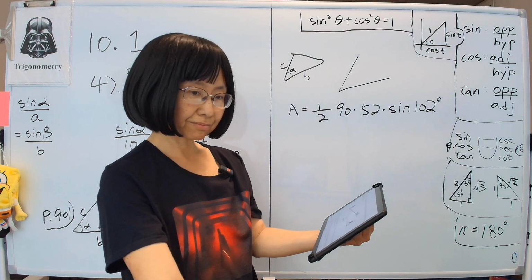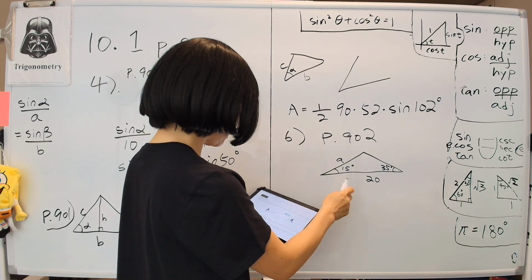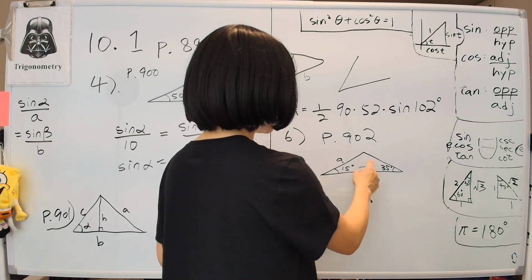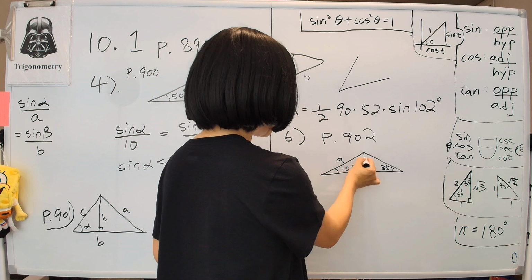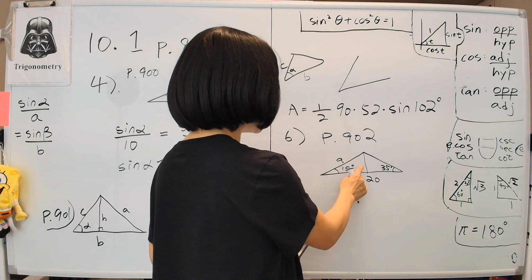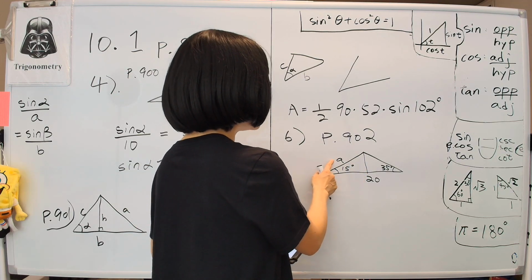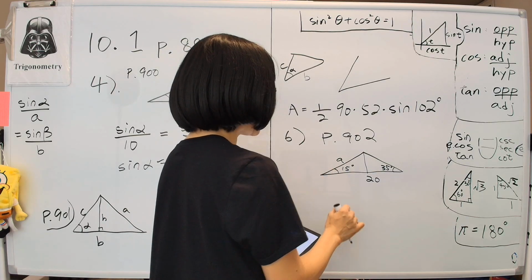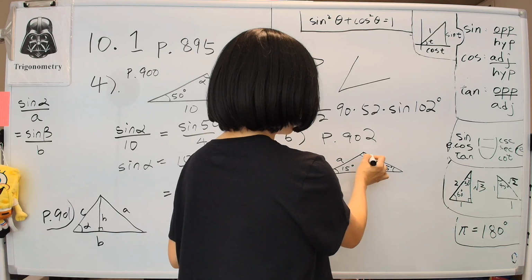All right. Okay, so let's look at example 6 on page 902. We have to figure out what A is, because once we figure out A, then we can figure out the height by the sine relationship, because opposite divided by hypotenuse is equal to sine of 15. So we just have to figure out what A is by the law of sines. And to do that, we need to know this angle. What is that angle?